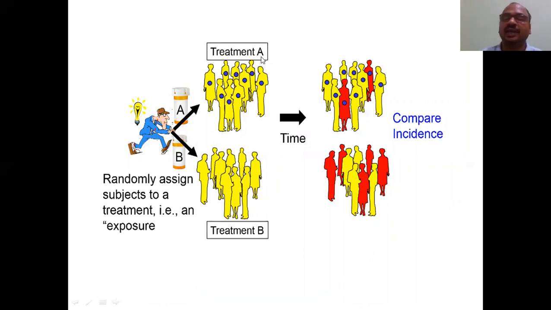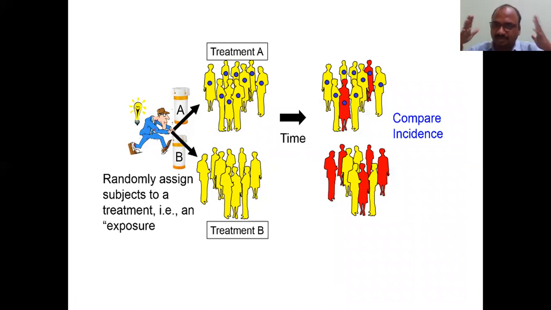Random. See here, you observe this. Here I took treatment A and treatment B, two groups. Whenever I am giving these two groups, I have to randomly assign the subject to a treatment. Suppose a volunteer came, randomly, I won't think much.